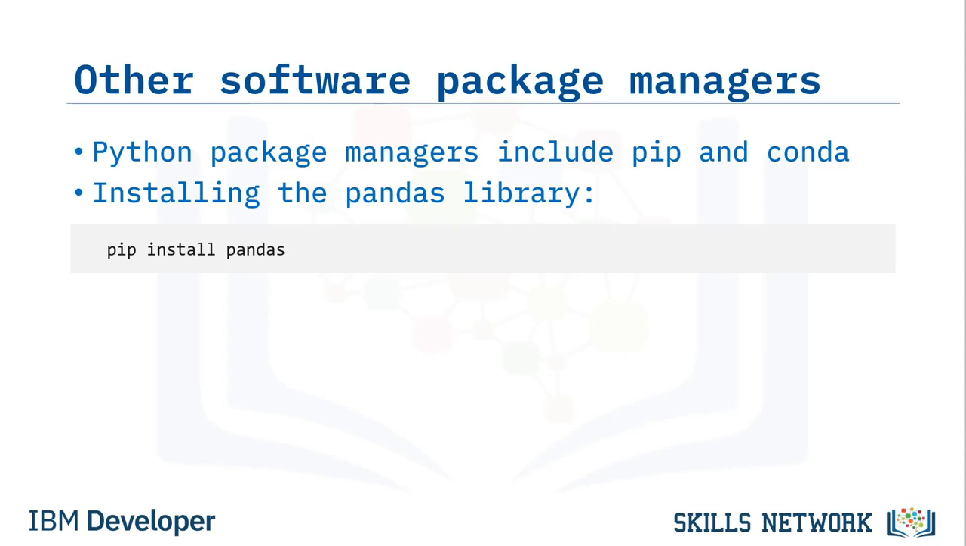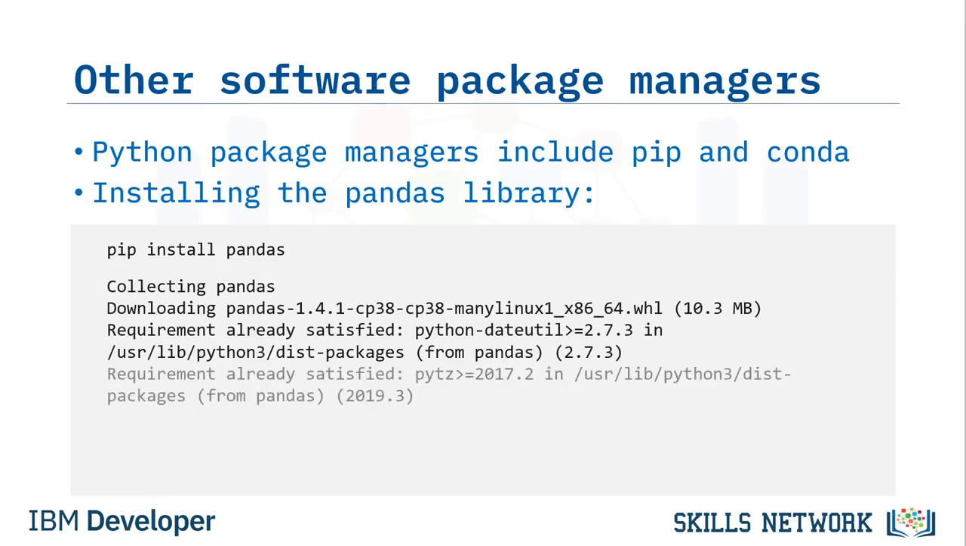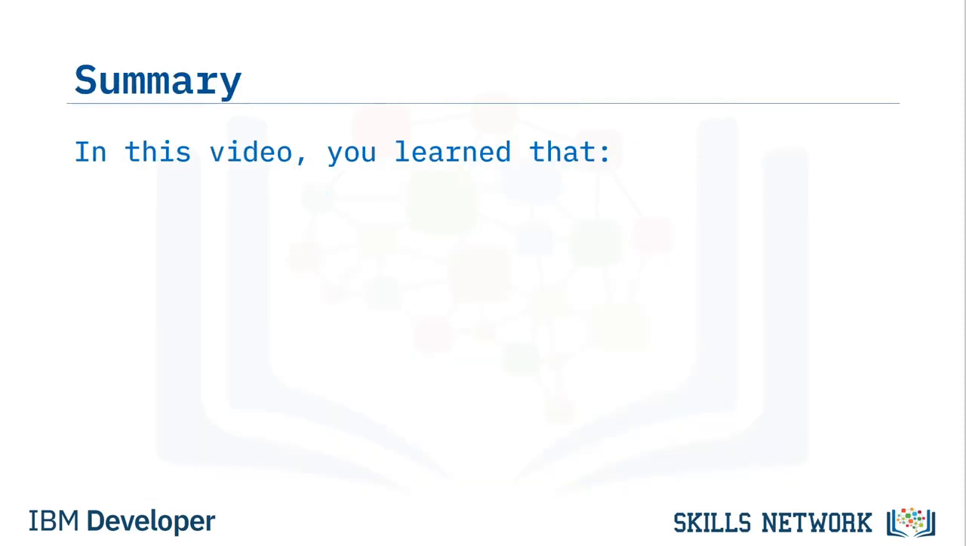Enter pip install pandas to instruct the pip package manager to search for the latest pandas package, download the pandas package, check for dependencies and update as required, and install the pandas package. When the installation is complete, the package manager displays the new software version number.